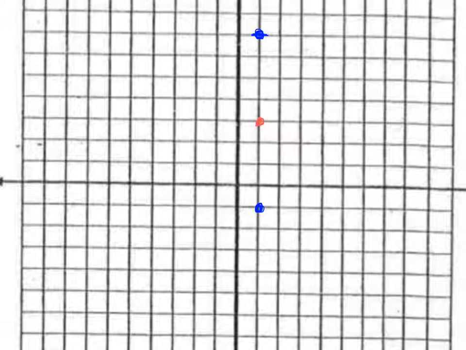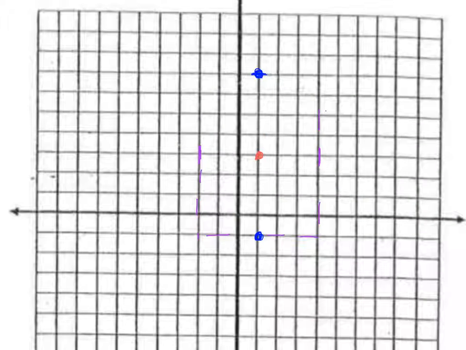That's going to be a dash. 1, 2, 3. 1, 2, 3. And then our box can go through these points. This is telling you where to place the sides of the box.